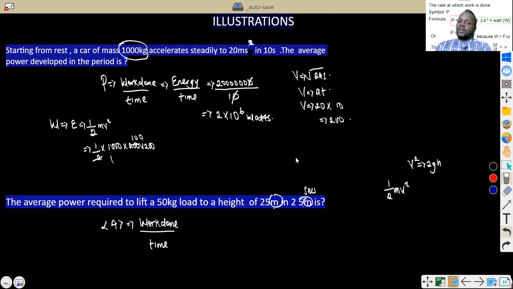I hope you understand this, and I hope you can do it. So you can just say v squared is 2 times 10. g is always 10 or 9.8. That is 20. The height that was given us is 25.